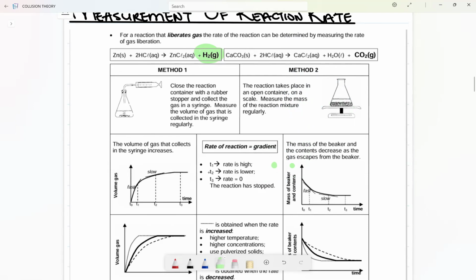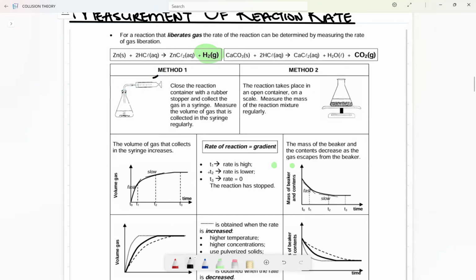Okay. Now, on this one, we are trying to measure the gas, right? So we cannot measure this in an open container. Why? If you use an open container, we won't know how much we have, because here it is zinc in a solid. There will be just gas escaping, so we will not have the results that we want.